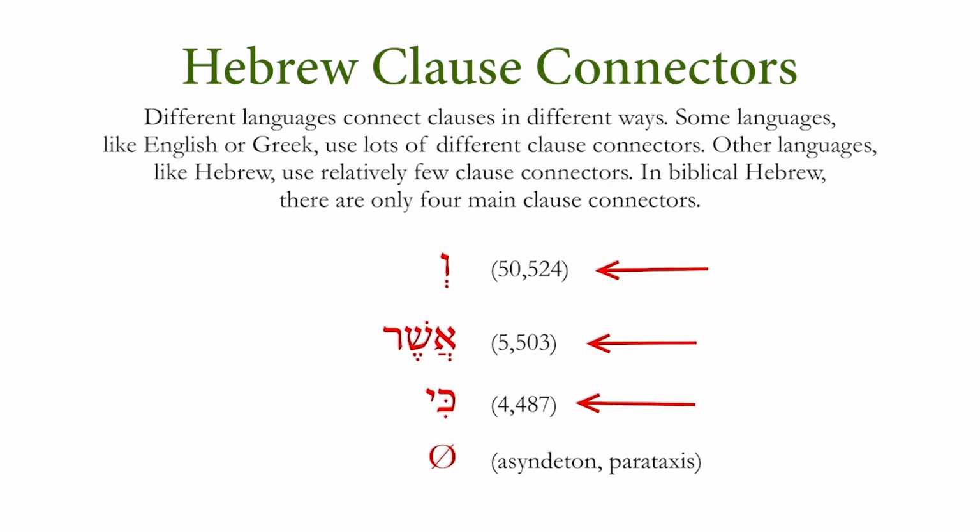Our last clause connector is actually a zero clause connector, or the absence of a clause connector. When you have no clause connector in a language, we call this asyndeton or parataxis. This is the zero clause connector, and it occurs with great frequency in the Hebrew Bible. Let's take a look at how the conjunction waw and the zero clause connector work in context.